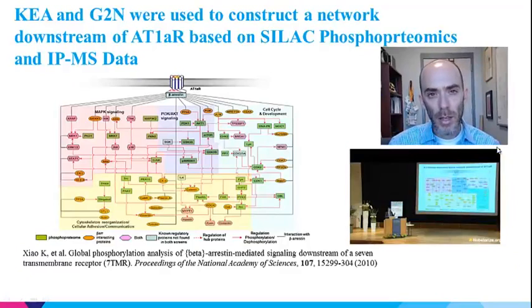Robert Lefkowitz's laboratory at Duke, where Kevin Xiao, a postdoc in Robert Lefkowitz's lab, performed SILAC phosphoproteomics as well as beta-arrestin IP-MS experiments to identify both differentially phosphorylated proteins and binders of beta-arrestin after stimulating angiotensin receptors with a biased ligand that signals through beta-arrestin. Together with Kevin, we generated this figure for a paper that was published in 2010.